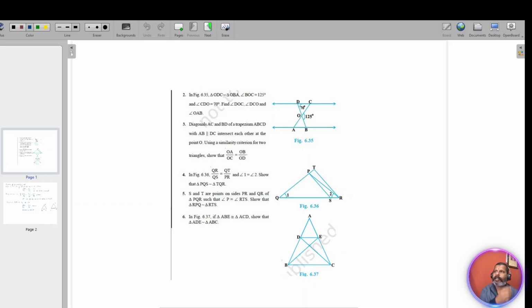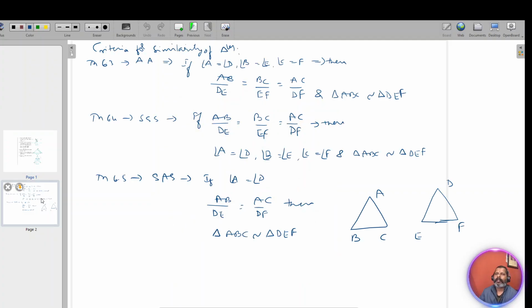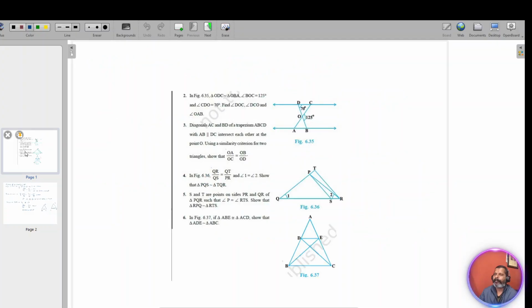Hello students. In this class, we'll see the triangles second exercise, third exercise, questions 2 to 6 solutions. Okay. These are based on the three similarity criteria: AA criteria, SSS and SAS criteria. AA is also called AAA. Okay. Let's see. Second one.